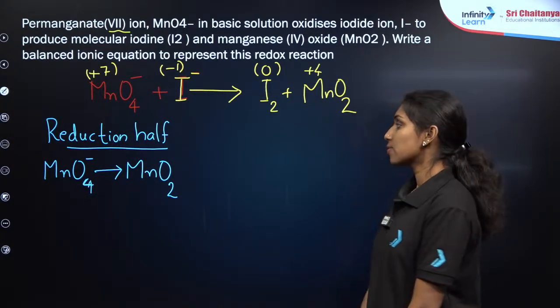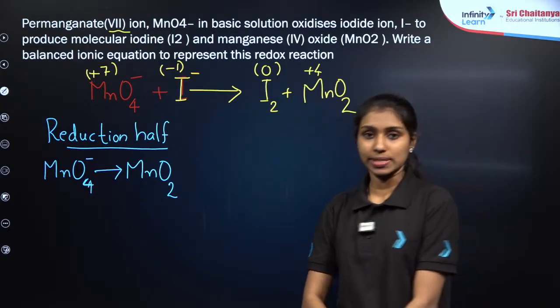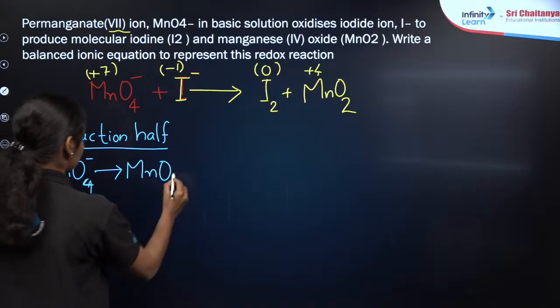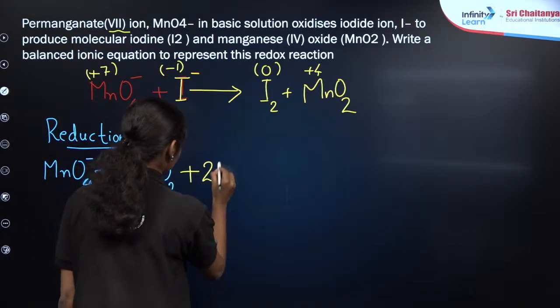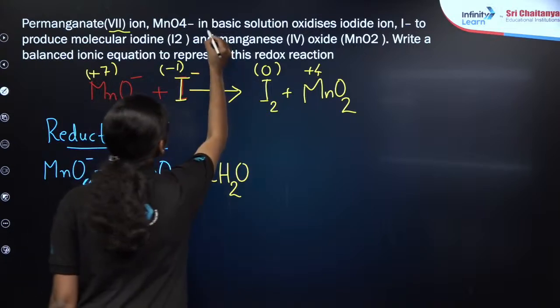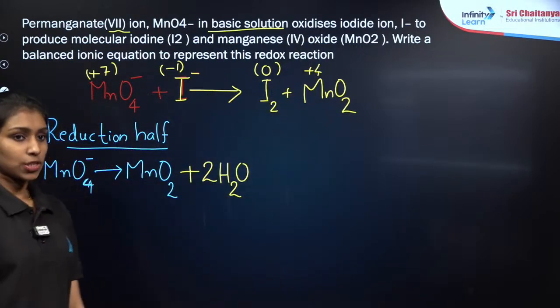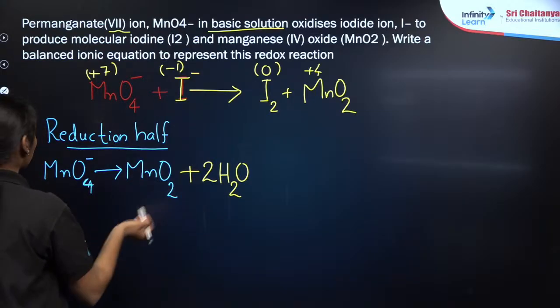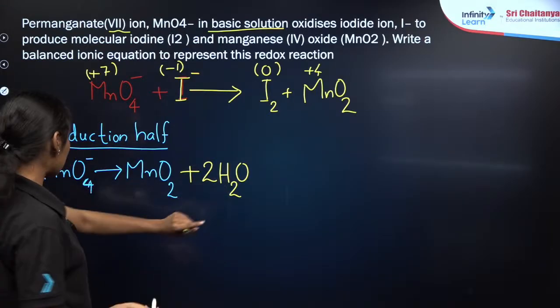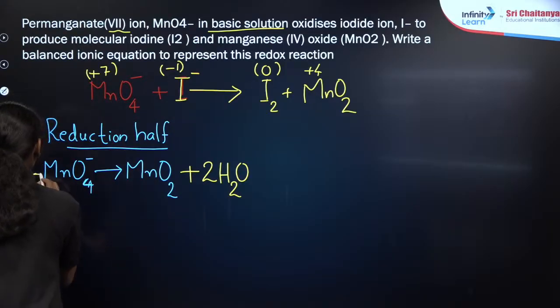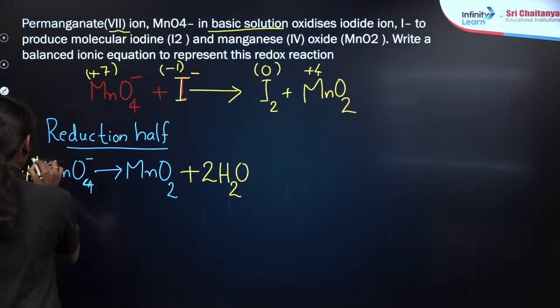How many water molecules do you have to add on the product side? That is the question. Yes, 2, right? 2 water molecules are added here. Now, what is the problem here? Here there are 4 hydrogen atoms present, but on the other side there are no hydrogen atoms, so I am adding 4 H plus ions here.